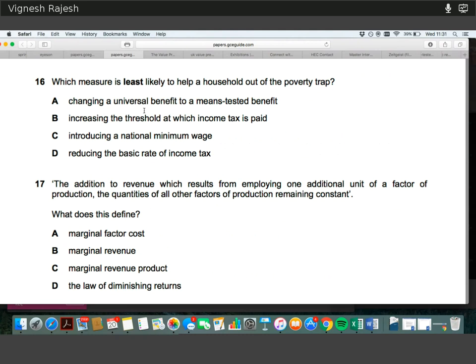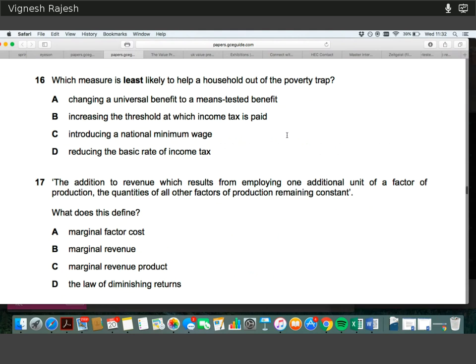The answer is actually A, because a change from universal benefit to means-tested benefit means that rather than the benefit being universally provided to everyone, it's now only provided to those who can prove that their income and means are insufficient or below a certain threshold that the government defines. Universal benefit implies everyone is entitled to this benefit, and by changing that, a lot of families who may still be stuck in the poverty trap, but are relatively better off than other families, may no longer qualify for this benefit, and therefore could be stuck in the trap. It's definitely not going to help households get out of the poverty trap. I'll say that.